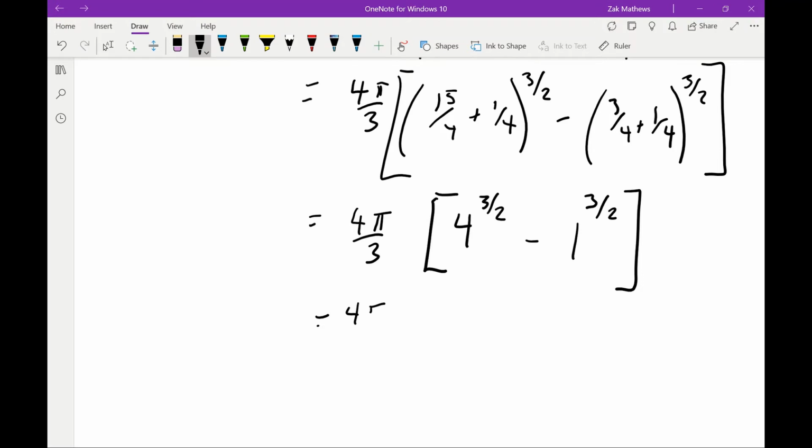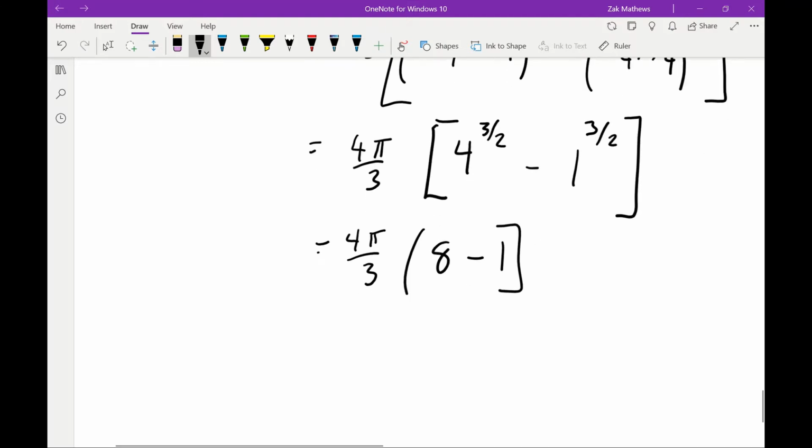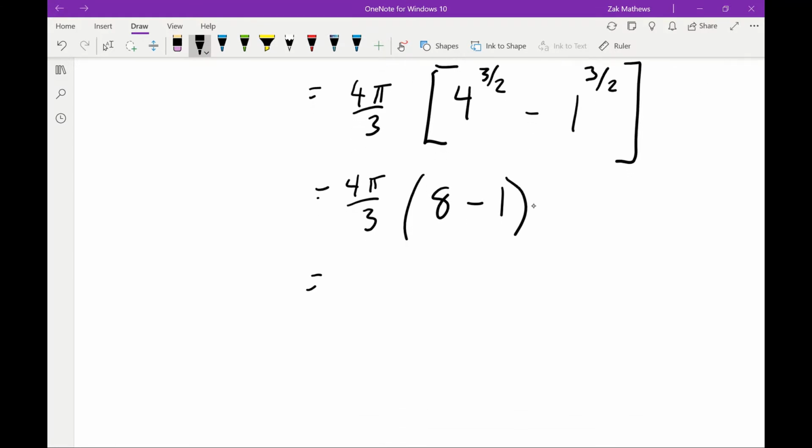So if we take the square root of 4, that's 2, and then cube it, that would be 8. Square root of 1 is 1, and then cube that, that's still 1. So we get 8 minus 1 on the inside of our parentheses, which is 7. And 7 times 4 is 28 pi over 3. And that would be our answer.